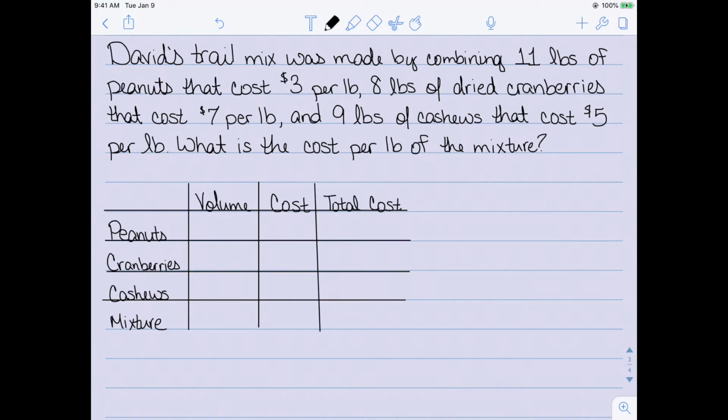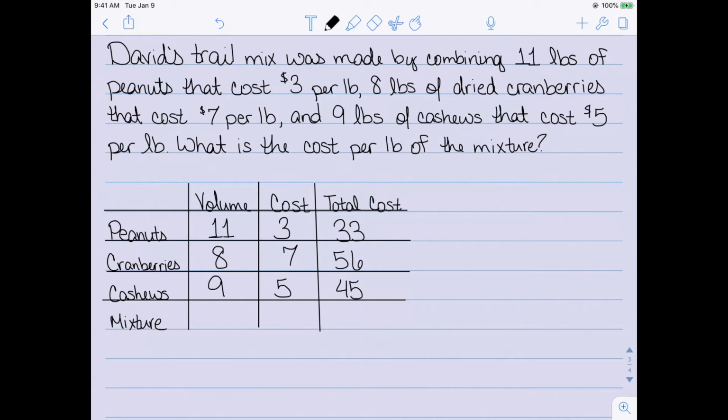So this time we're primarily concerned with the amount that we have, the volume, the cost of that, and then the total cost. So let's look at what we have. We know that we have 11 pounds of peanuts costing $3 per pound. We know we have 8 pounds of dried cranberries and they cost $7 per pound. We know we have 9 pounds of cashews and they cost $5 per pound. We also know that if we multiply the amount that we have by the cost per pound, we'll get the total cost. So we have a total of $33 worth of peanuts, $56 worth of cranberries, and $45 worth of cashews.